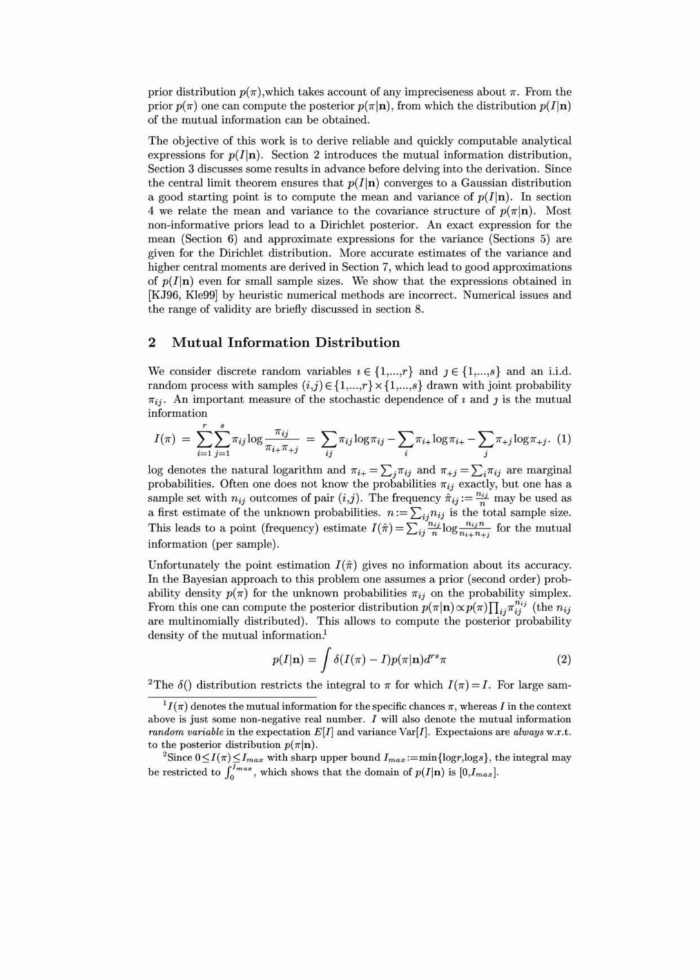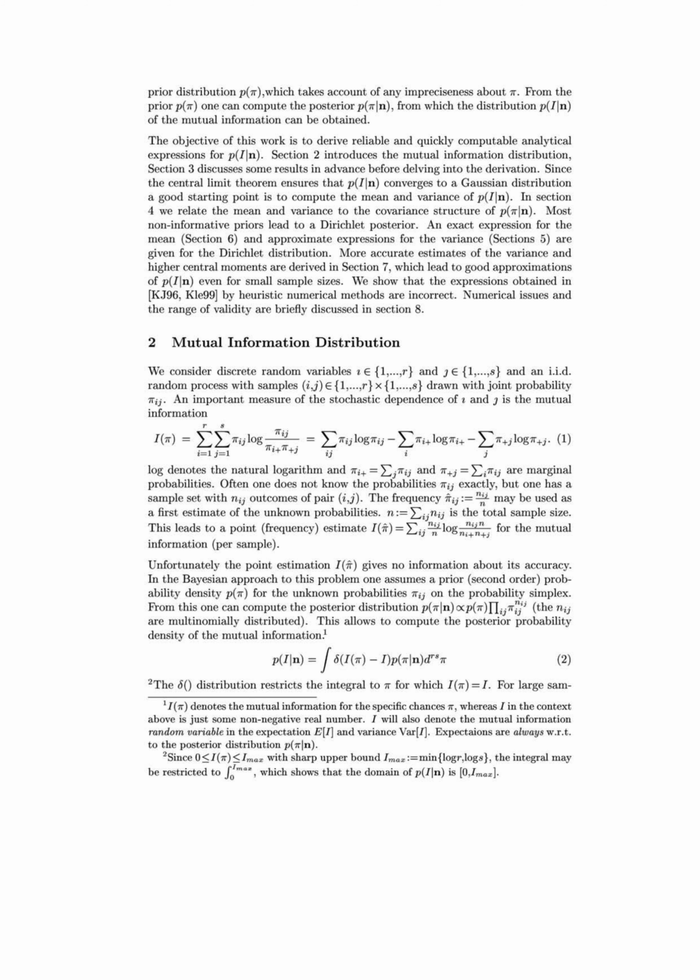In the Bayesian approach to this problem, one assumes a prior second-order probability density p(π) for the unknown probabilities π_ij on the probability simplex. From this, one can compute the posterior distribution p(π|n) ∝ p(π) ∏ π_ij^n_ij. The n_ij are multinomially distributed. This allows to compute the posterior probability density of the mutual information, p(I|n) = ∫ δ(I(π) − I) p(π|n) dπ. The delta distribution restricts the integral to π for which I(π) = I. For large I, I(π) denotes the mutual information for the specific chances π, whereas I in the context above is just some non-negative real number.